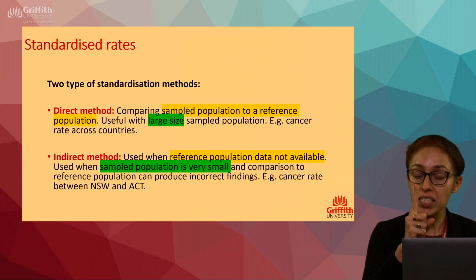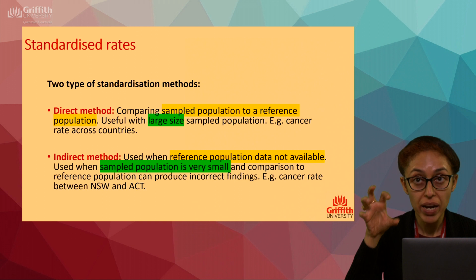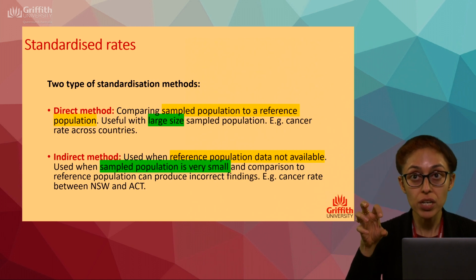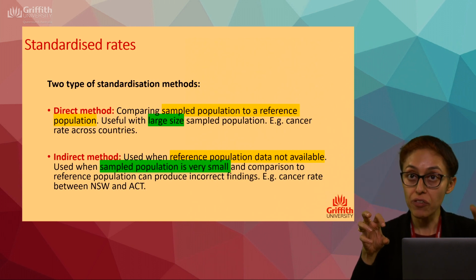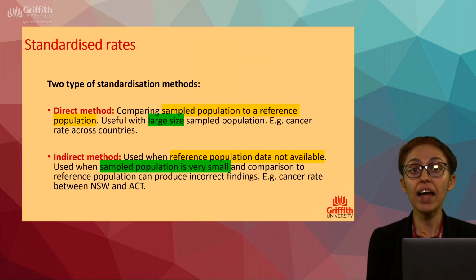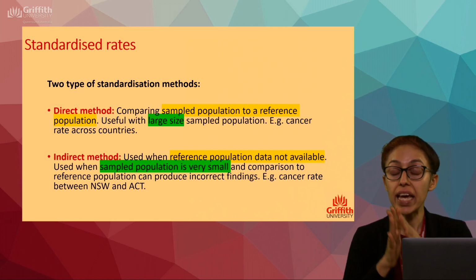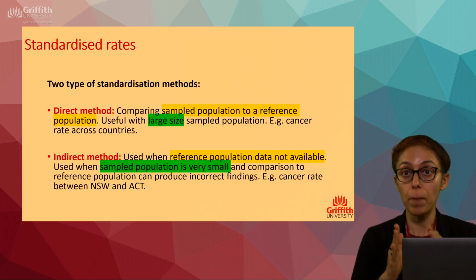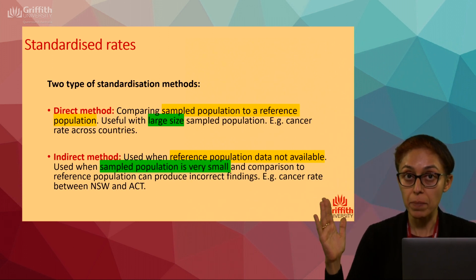So remember the critical points. In the direct method of standardization, you have your population of interest, your sampled population, and it is compared to a reference population. You use this with a large sample size, when your population of interest has a larger sample size.